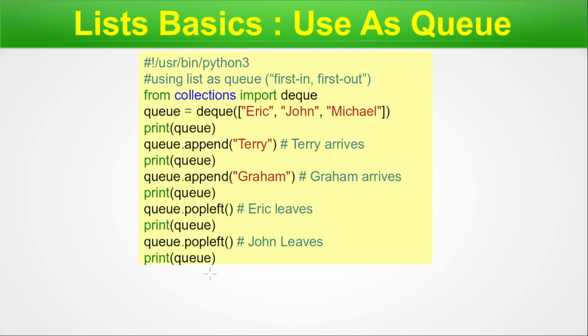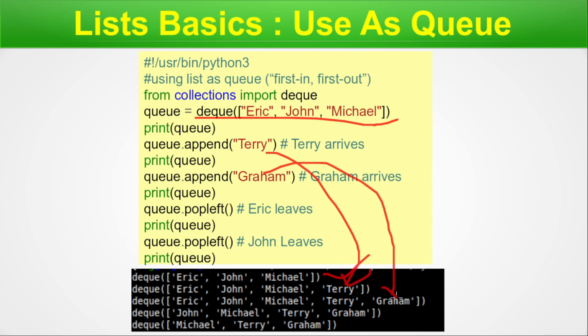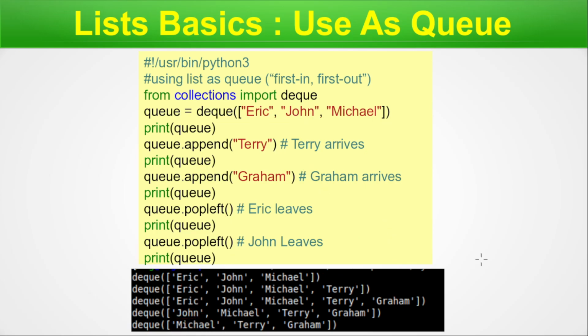So let us run the code, and once we run the code we get this output. So dq is a queue, and here it is printed as is. Now as we append Terry, Terry comes after Michael, and then Graham. Now Eric was the first one entered, so he has to go first. So as we do the popleft operation, Eric vanishes here, and next John vanishes here. So John was present and he leaves, or the element is removed. This way the list in Python can be used as a queue.